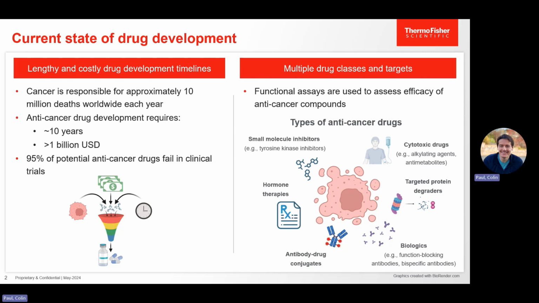Today, we'll focus on the use of physiologically relevant patient-derived tumoroid models in the development of anti-cancer compounds, which could include small molecule inhibitors, cytotoxic drugs, targeted protein degraders, biologics, antibody-drug conjugates, and hormone therapies. As these compounds are evaluated functionally for their effects on cancer cells, the development of accurate and representative in vitro cancer cell models is crucial for understanding tumor biology and improving therapeutic strategies. A number of the approaches discussed here can also be used in the evaluation of potential cell therapies with these cancer models.